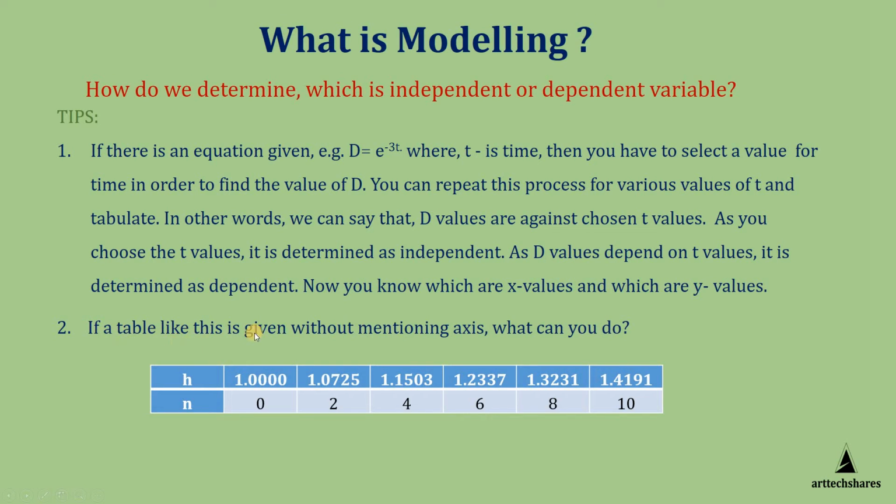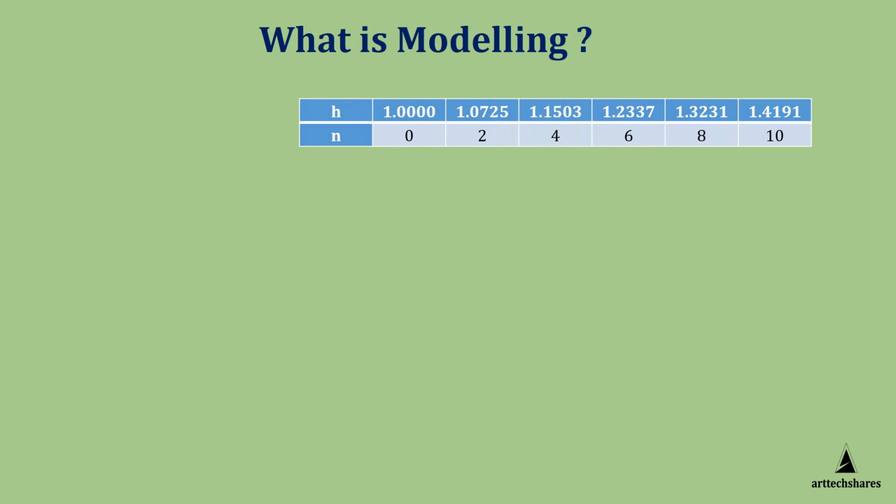If a table like this is given without mentioning axes, what can you do? Can we use the first row as the x-axis and the second row as the y-axis? Because in the previous example we used the first row as the x-axis and the second row as the y-axis. Can we do that? Or do we need any other strategy? Let's see. Just carefully observe the values in the rows.